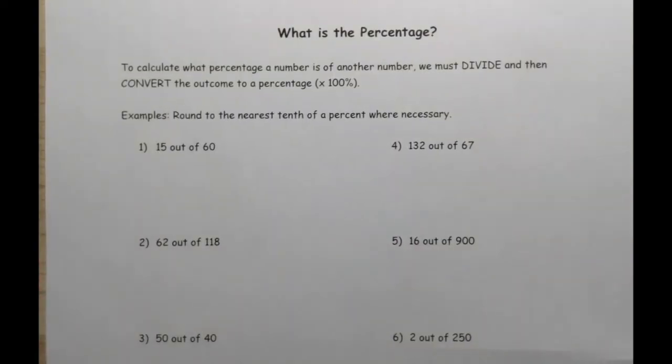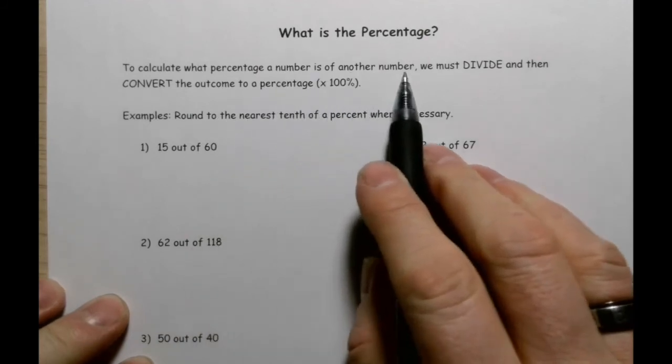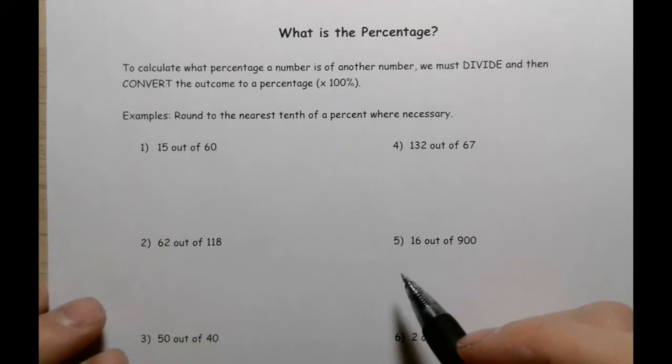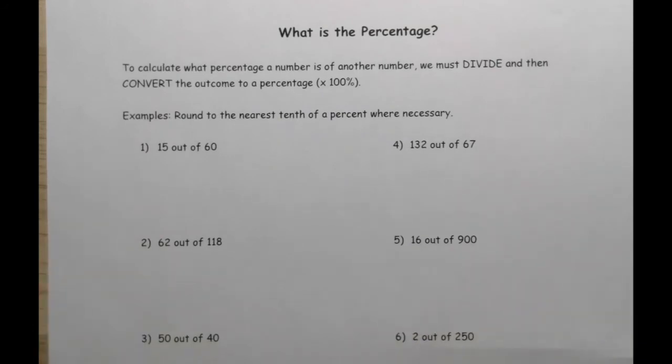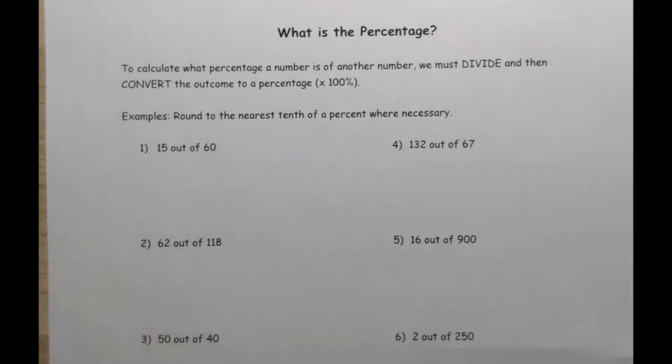Okay, and now we're going to go the other way. Now we're going to have two numbers here, and we're going to figure out what percentage one number is of the other. So to calculate what percentage a number is of another number, we divide and then convert the outcome to a percentage. Which basically means when we divide, we're going to get a decimal, okay? And then we're just going to multiply it by 100 here. So we're going to round to the nearest tenth of a percent where necessary.